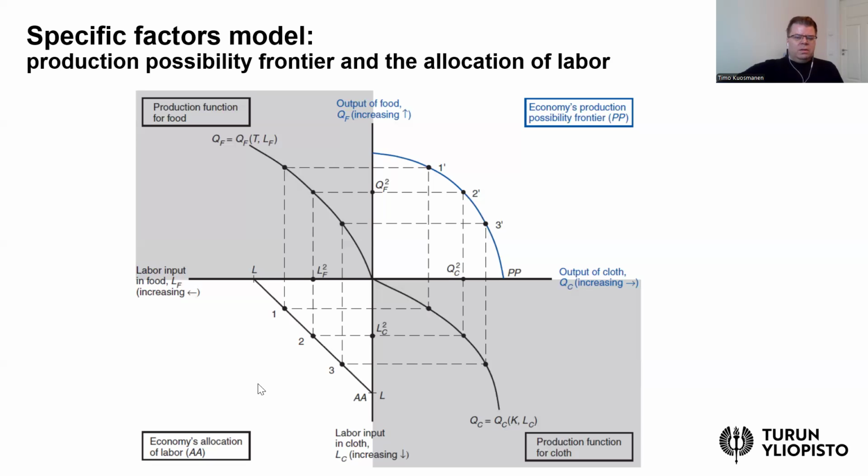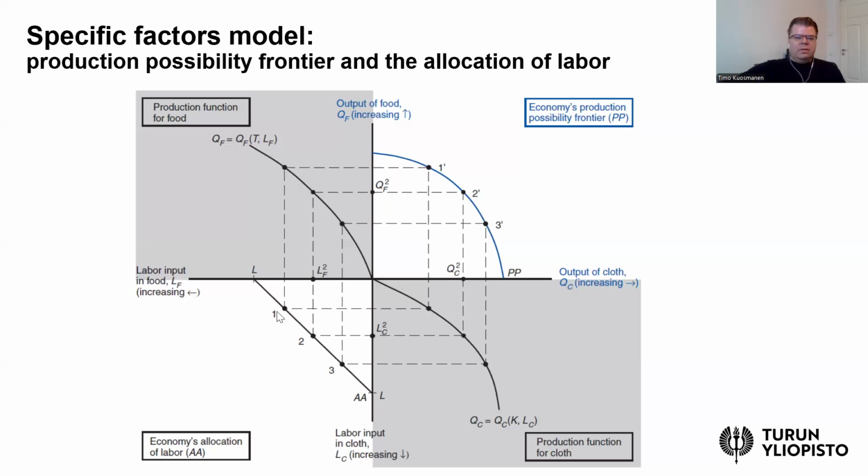Suppose that the economy has some total workforce, and then we can allocate the workers to either production of food or production of clothes. This allocation could occur through the labor markets, or we could also think of some kind of centrally planned economy where some planner is allocating the workers. In whatever way we allocate, the total labor force is indicated by capital L, and the more we allocate workers to food production, the fewer will be available for clothes production.